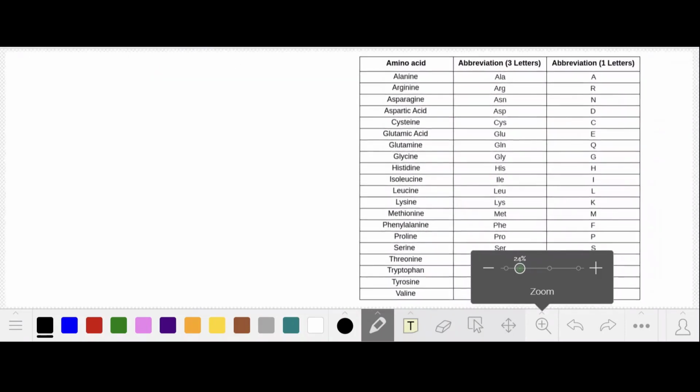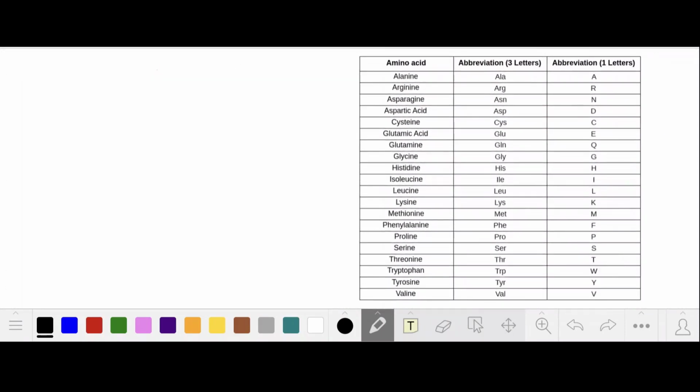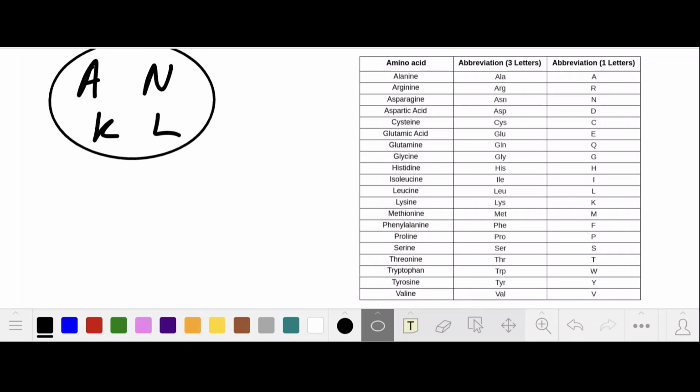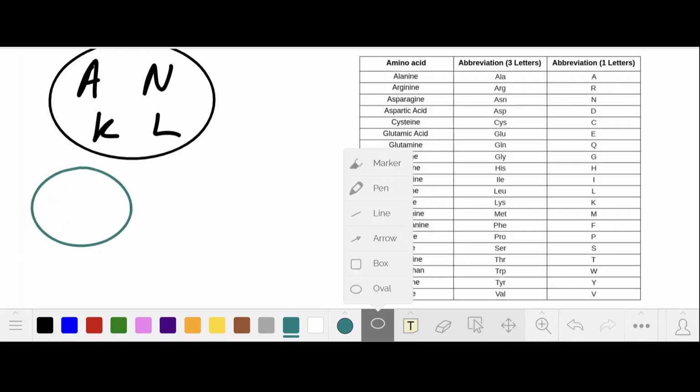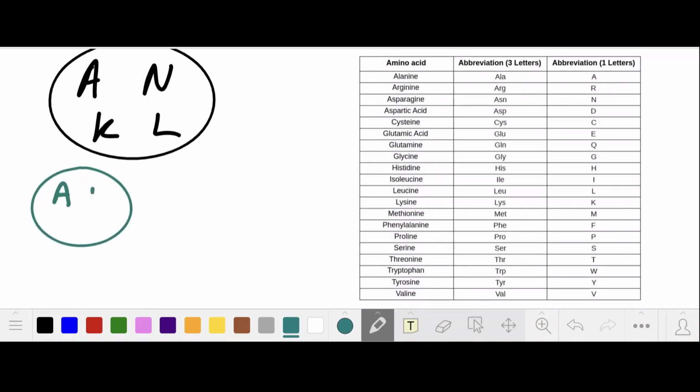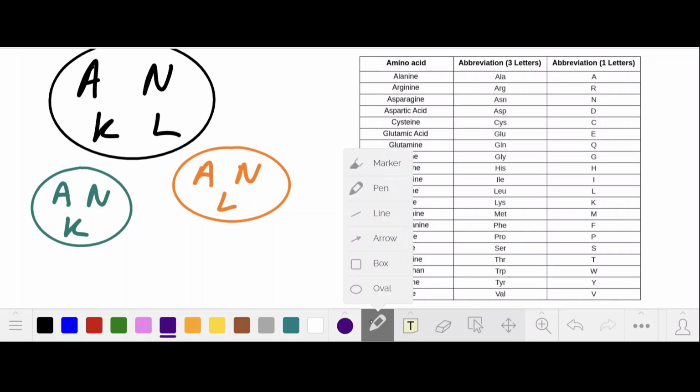Here we have a list of amino acids, and let's say that we have the amino acids A, N, K, and L in our hands. Now let's calculate manually the total amount of combinations of those amino acids, taken 3 at a time. So the first combination would be A, N, and K. Second combination would be A, N, and L. I remind you that order does not matter.